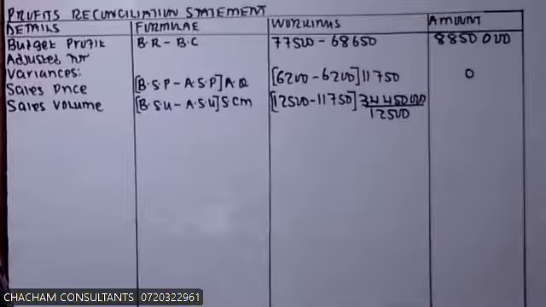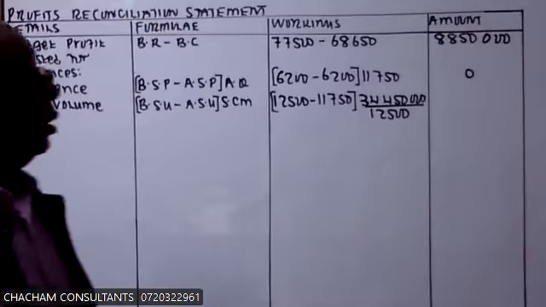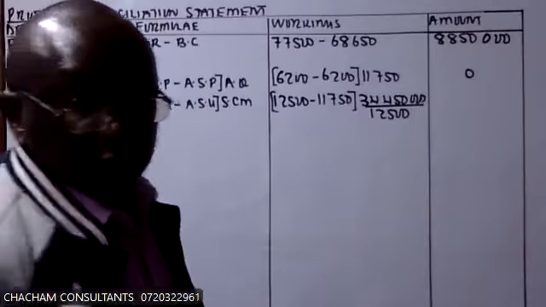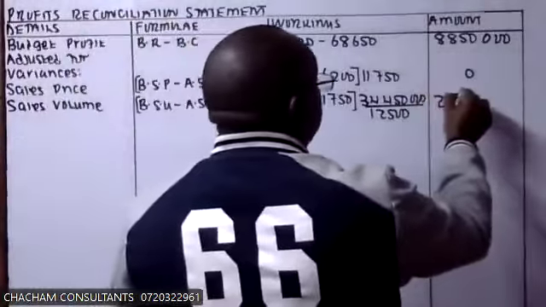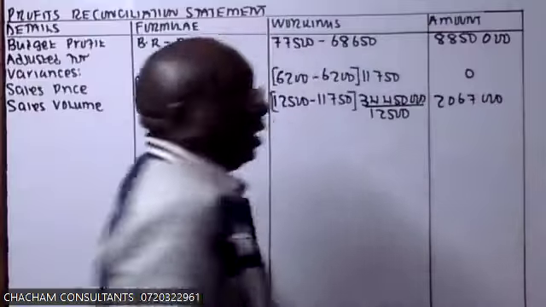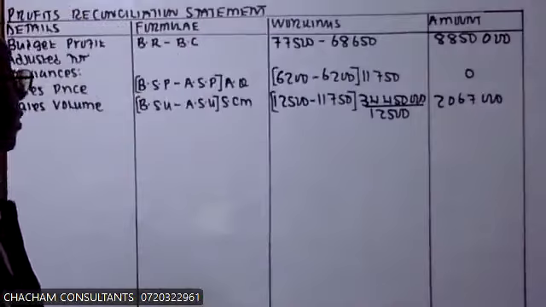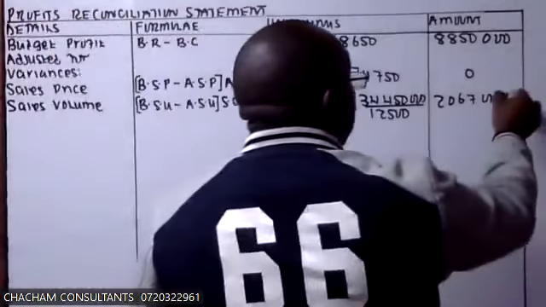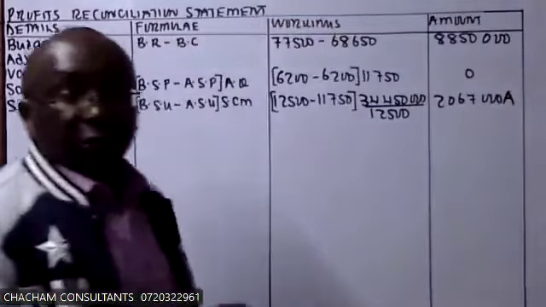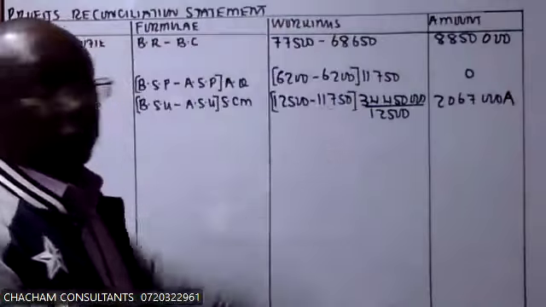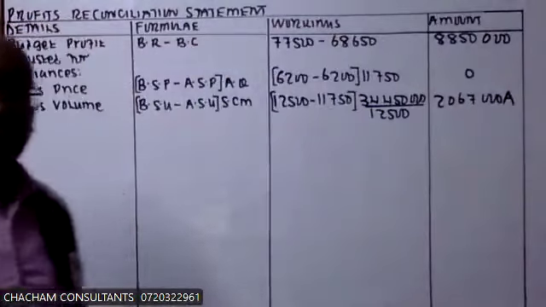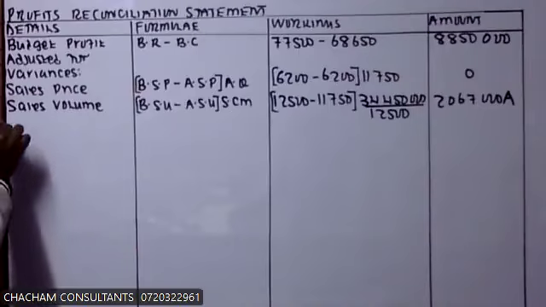I'm waiting for the answer. $20.67. And that one is adverse. That is adverse because we did fewer kilometers than what we thought we would do. Then we come to total material cost.